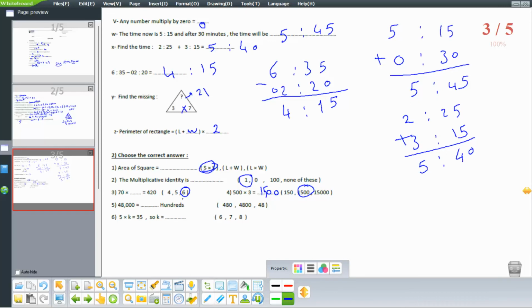48,000. How many hundreds? We have here two zeros. Cross out the two zeros, and the remainder is 480. So the answer is 480. 5 times k equals 35. Then k equals, 5 times which number equals 35? 7.